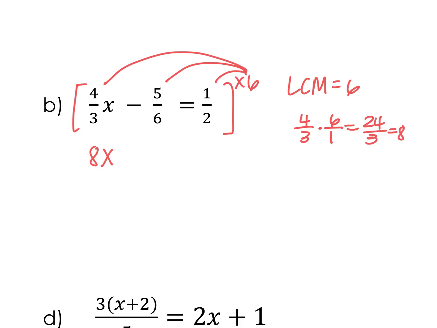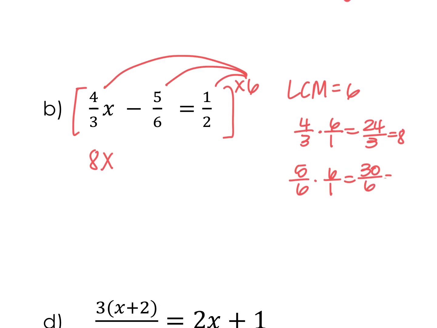So now I'm going to do it with the 5 over 6 times 6 over 1. 30 over 6, so 5. So you technically don't need to find the least common multiple, you just need to multiply it by 6 over 1. Well, that is the least common multiplier. Wouldn't it be negative 5? Yes. Okay.